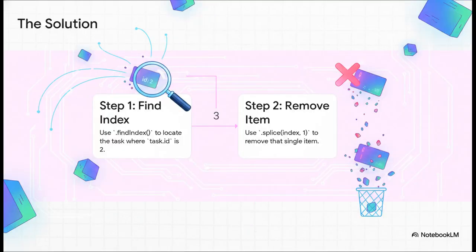And here's where it all clicks into place. We solve this with a simple 1-2 punch. Step 1. We use .findIndex to scan through the array and find the exact position of the object where the ID is 2. Step 2. We take that index, we feed it into our mutating .splice method, and we tell it, start here and delete one item. And just like that, problem solved.